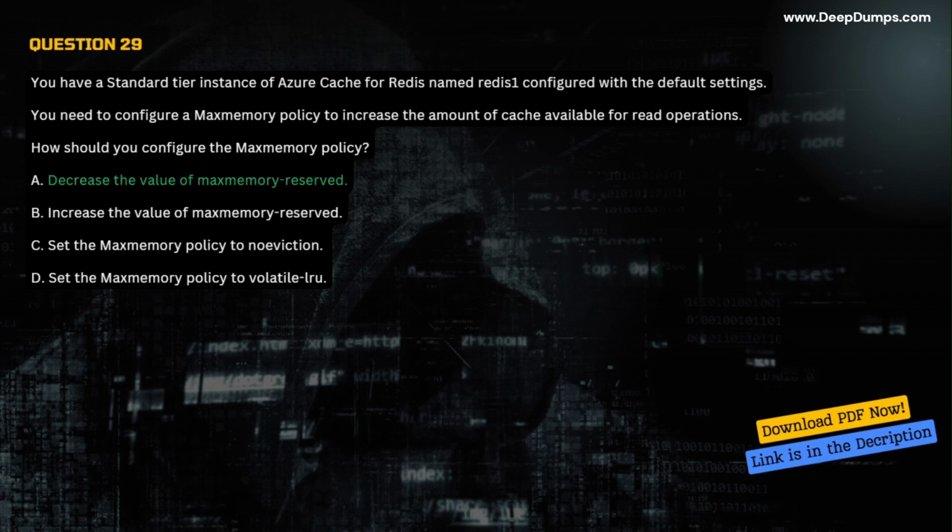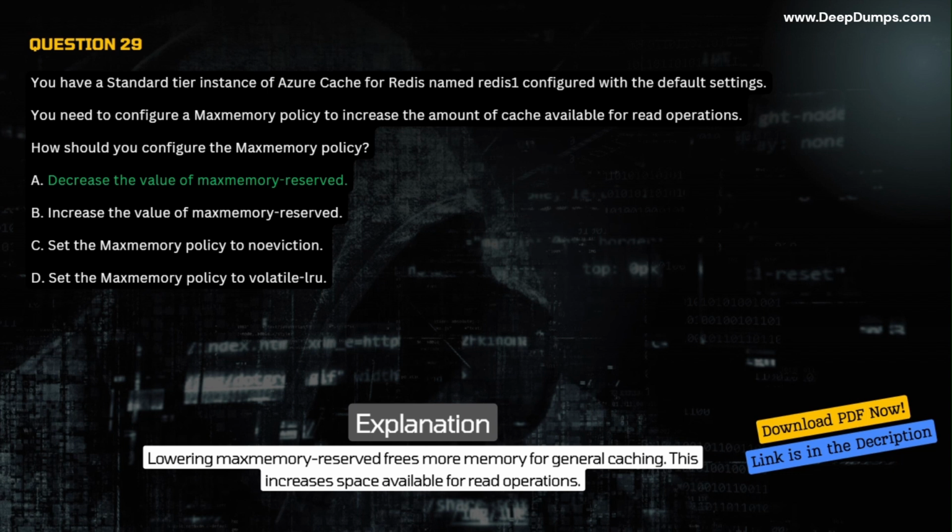Correct answer A. Decrease the value of max memory reserved. Explanation. Lowering max memory reserved frees more memory for general caching. This increases space available for read operations.